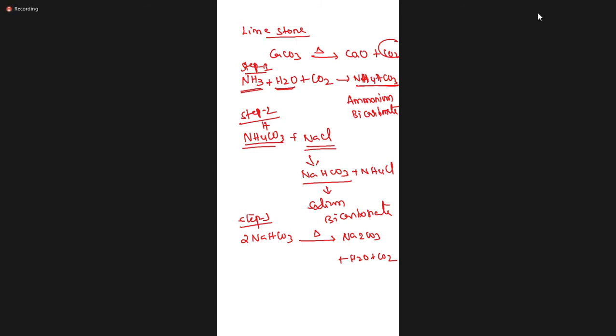First step: ammonia reacts with water and carbon dioxide to give ammonium bicarbonate. That ammonium bicarbonate reacts with NaCl to form sodium bicarbonate plus NH4Cl. Further, sodium bicarbonate decomposes to give sodium carbonate plus H2O plus carbon dioxide. This is Solvay's process, otherwise called the ammonia soda process. That is the preparation of sodium carbonate. Is it clear? Clear this soda process? Yes, sir. Please complete, and then properties.